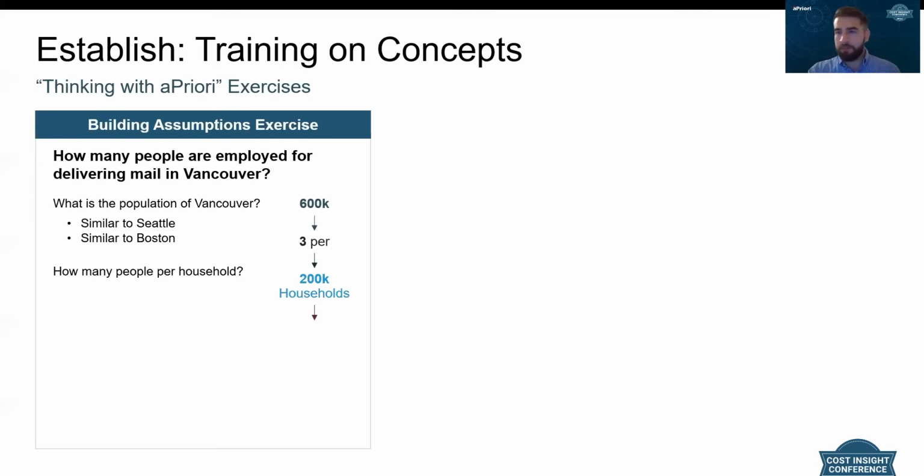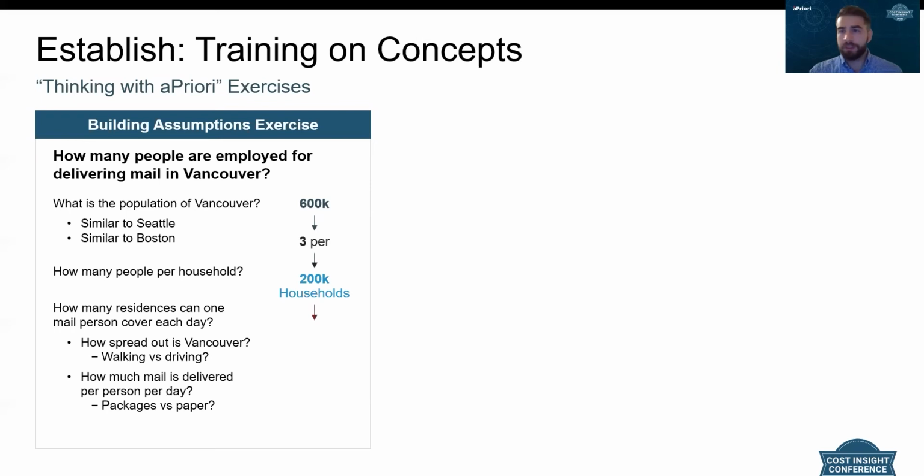Then we go down and we might think about, well, how quickly can we deliver mail? And we might start asking ourselves questions around how spread out Vancouver is, how much mail is delivered per day, so volume, right? We might start breaking down even this aspect of the problem in order to come up with an answer. And from doing that, we might come up with an assumption of around 30 households per hour a mail person can deliver to, which should bring our total to 833 employees, right?